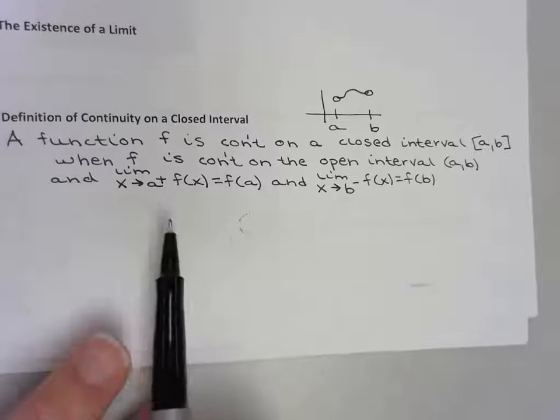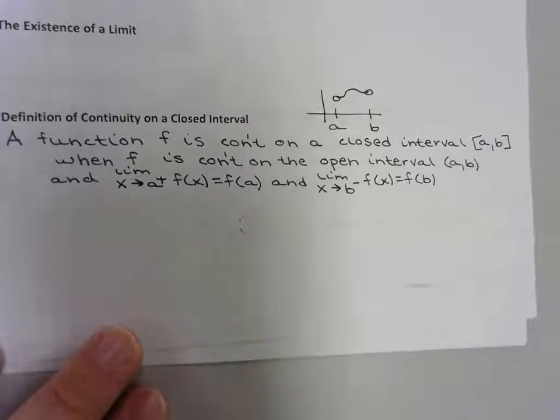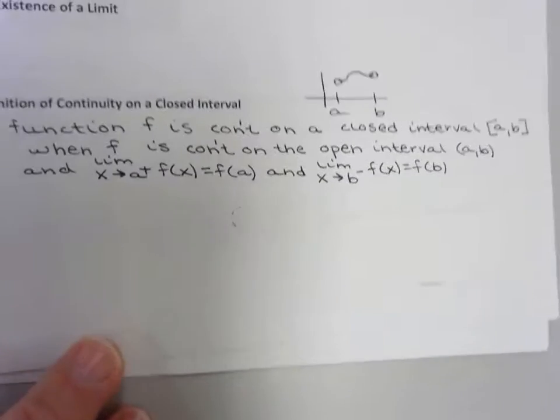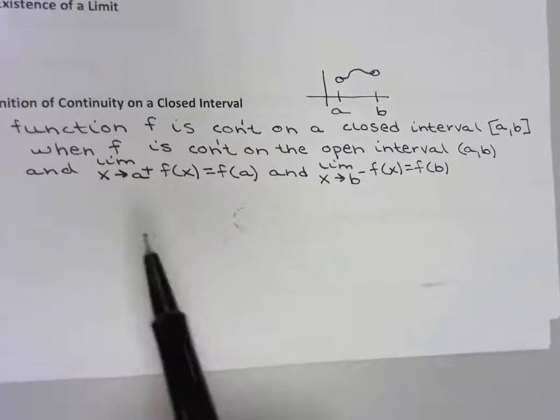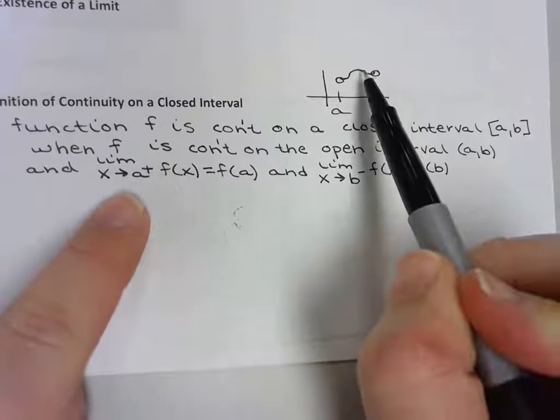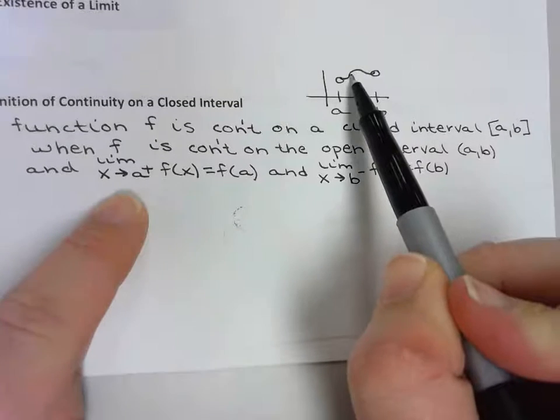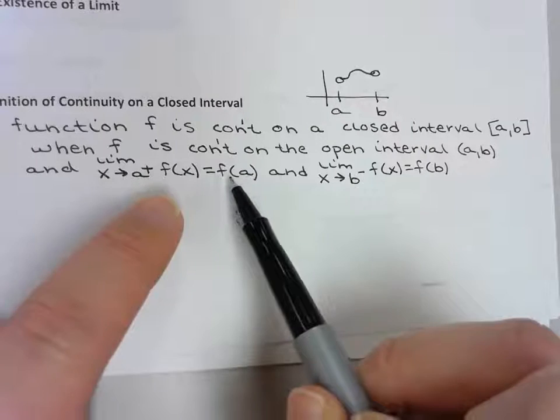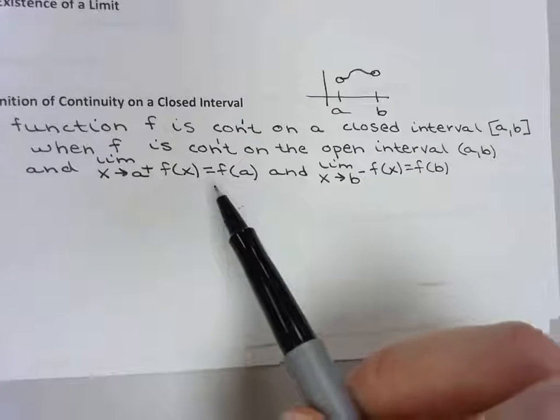So as I look at this, we have the limit as x approaches a from the right. What this is saying, as x approaches a from the right, so as I look at this picture, I'm approaching a from the right here, of f of x equals f of a. So what does that mean?